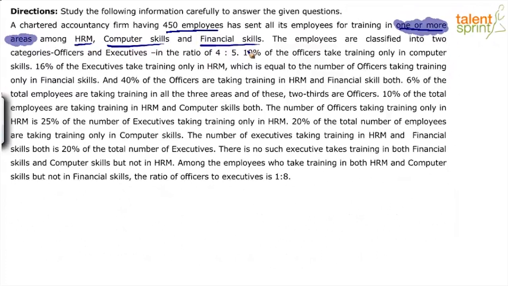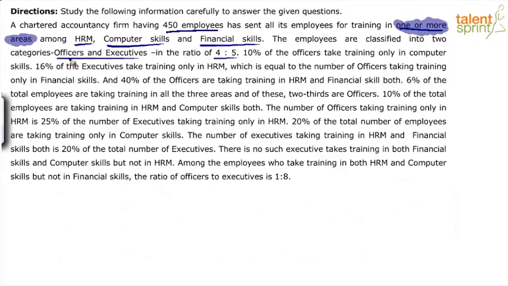These employees are classified into two categories, officers and executives. So that's the next point that you need to understand. And they have been classified in these two categories in what ratio? 4:5 ratio. So you start with all these important points. 450 employees who are in two categories, officers and executives, the ratio is 4:5.